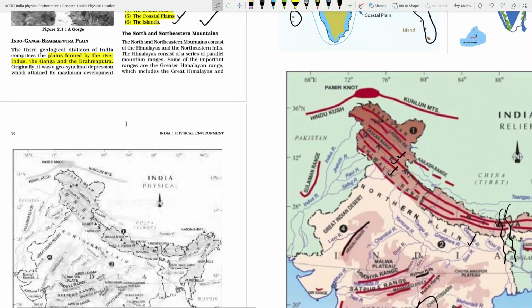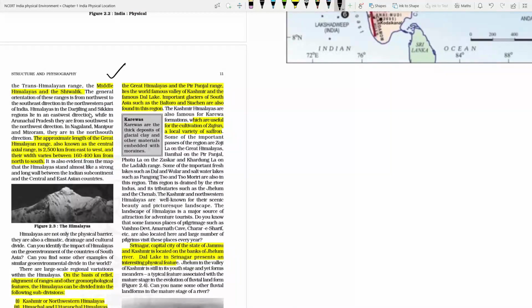3 major parallel horizontal divisions are there. I am saying horizontal divisions are there. These 3 ranges are parallel: Greater, Lesser and Shiwalik, which is also called Outer Himalayas. Greater Himalayas have a length of 2500 km and its width is 160 to 400 km. Greater Himalayas really provide the climatic barrier, because Greater Himalayas have huge height, and most of the peaks are in the Greater Himalayas only.